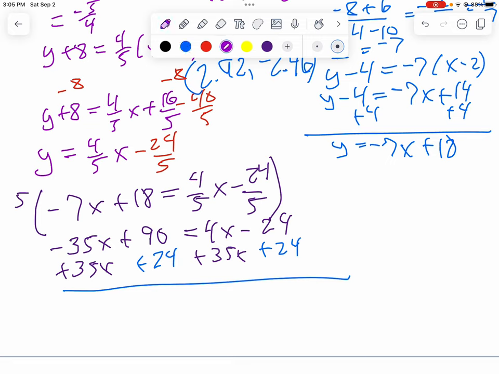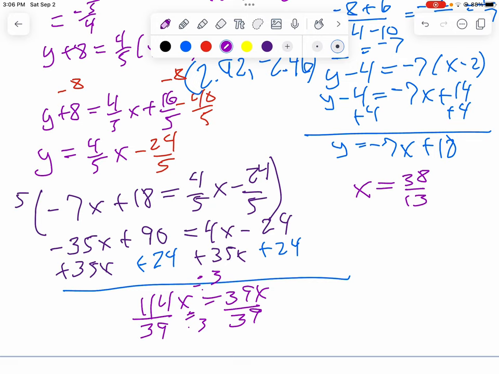So when I combine those, 90 plus 24 is 114 equals 39x. I'll divide both sides by 39. And notice 114 and 39, I can divide both of these by 3. So x equals, if I take 114 divided by 3, I get 38. 39 divided by 3 is 13. Now, I think I'll use my second equation. So y equals negative 7 times 38 over 13 plus 18. Well, negative 7 times 38 is negative 266 over 13.